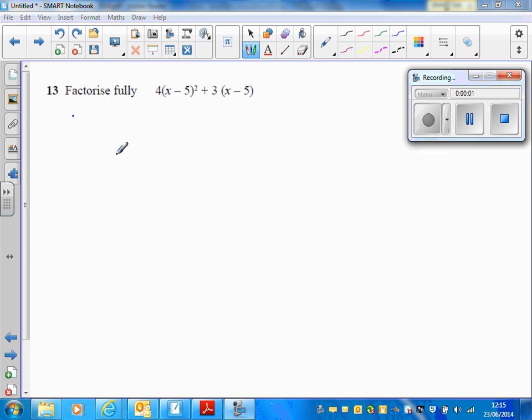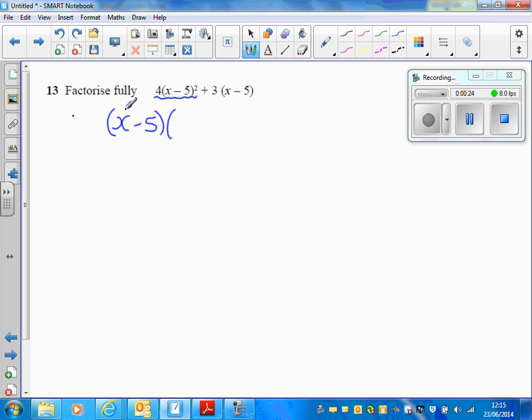And there's a short way of doing this one. You might notice that this bracket, the x minus 5, is actually included in both of these terms. So what we have is that x minus 5 is actually a common factor, and a common factor you normally put in front of a bracket, but it is itself a bracket, so I'm going to put it in a bracket.